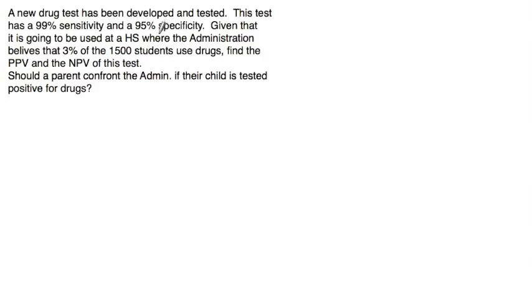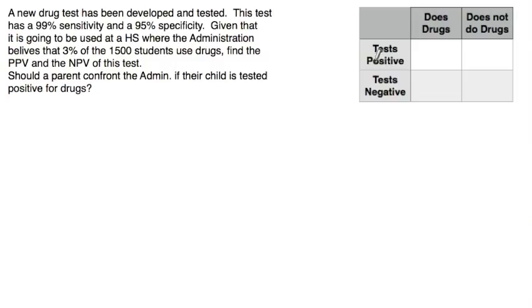So let's break it down into what we need to know. When we set up the chart, how do I get to it? There it is. When we set up the chart, we're going to have the test positive for the drugs, test negative for the drugs, the kids that actually do drugs, and over here you have the kids that don't do drugs. And the only thing that relates to the number of students in this table is this sentence right here.